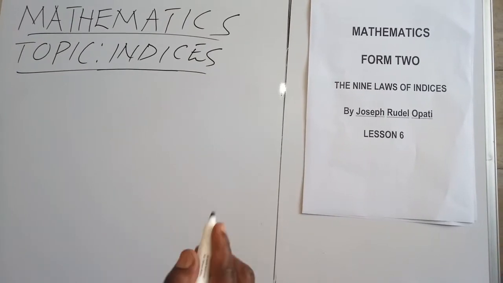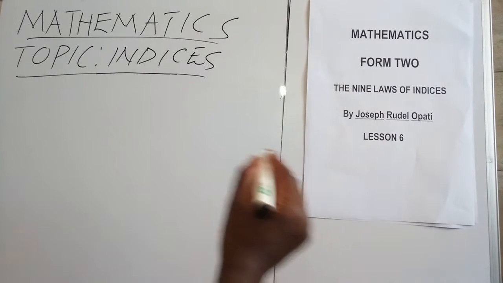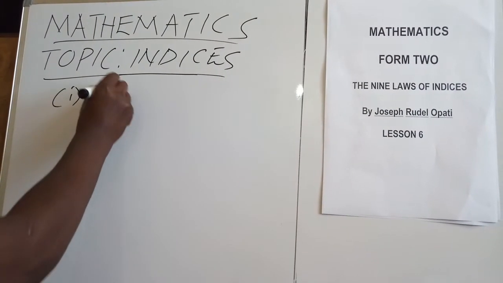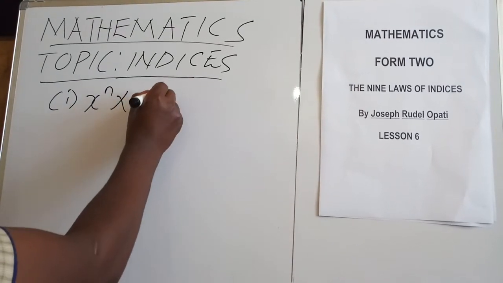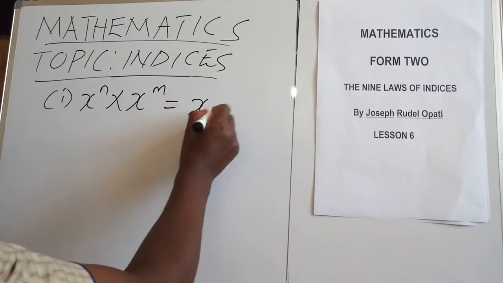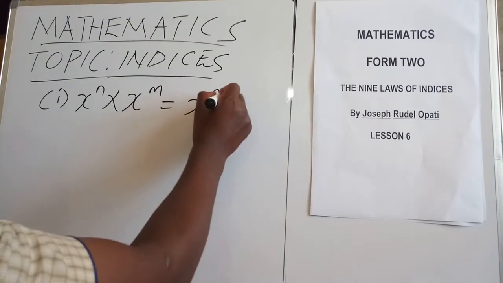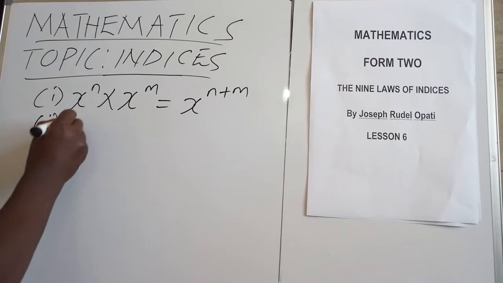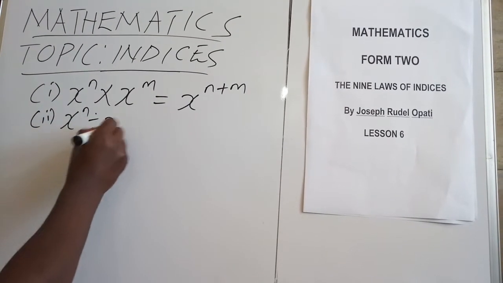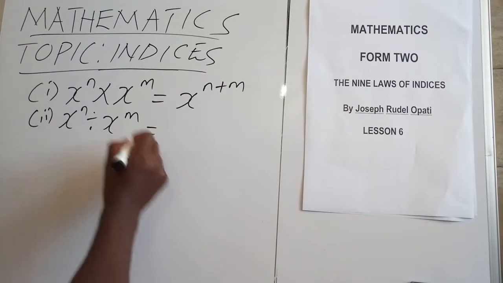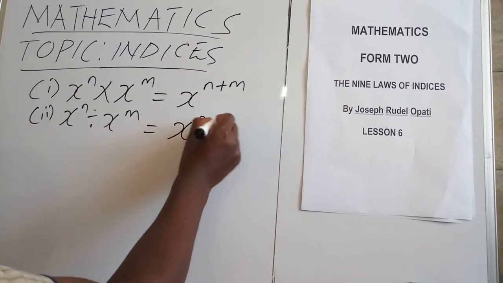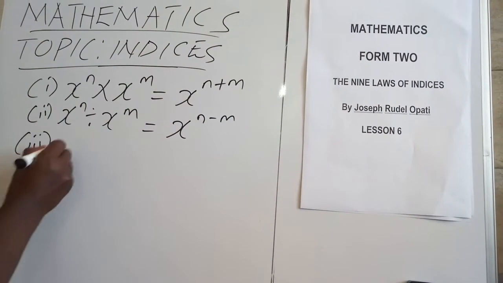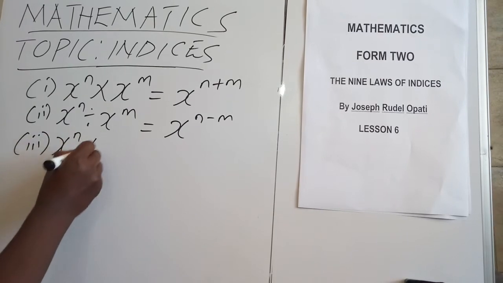previous laws? So far we've covered how many laws? 5 laws. The first law was the law of what? Multiplication of numbers to a similar base. Of course, the outcome was we add the indices. Second law was dividing numbers to a similar base. The outcome is you do what? Subtract the indices.